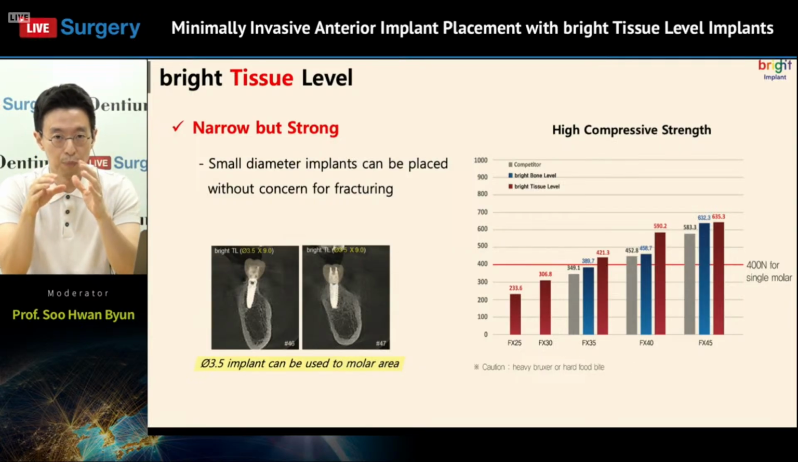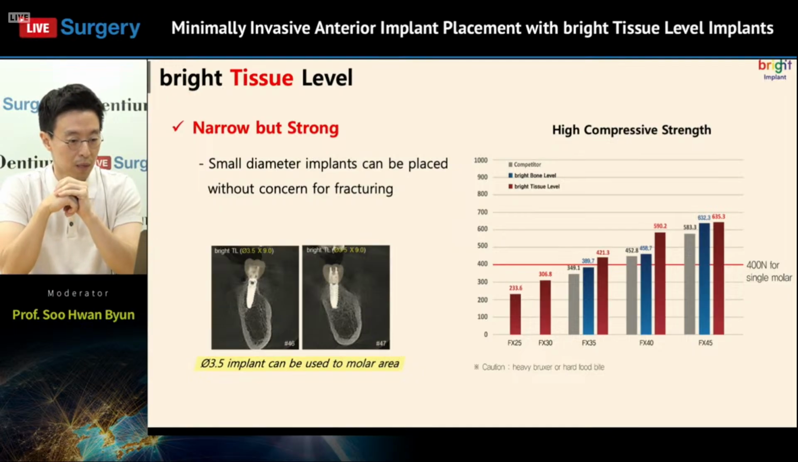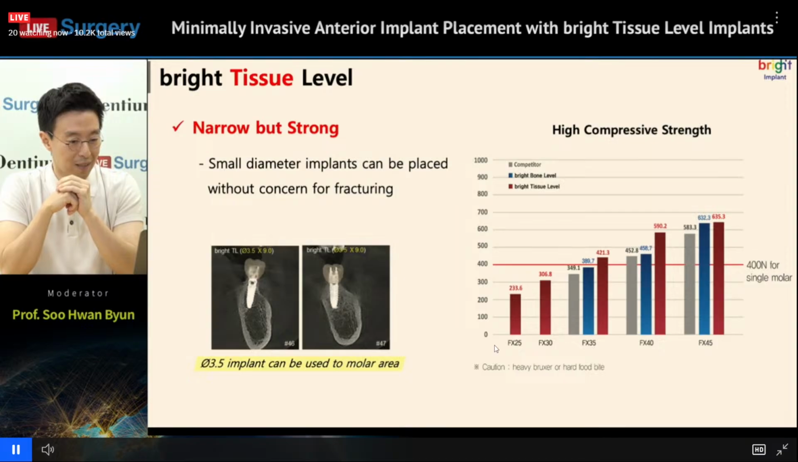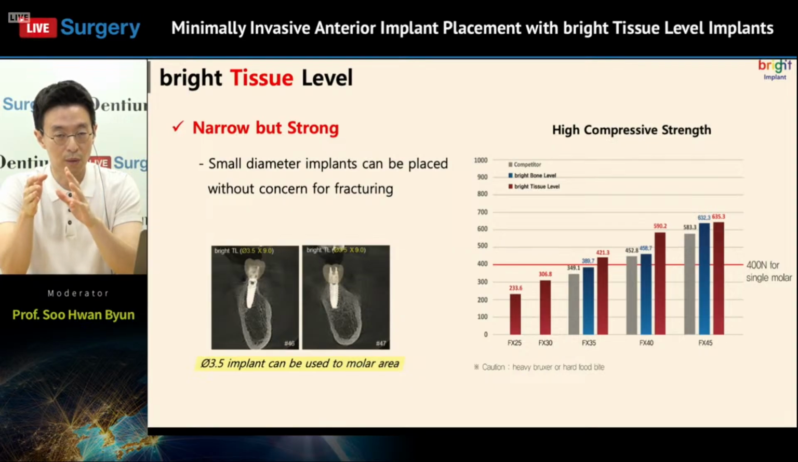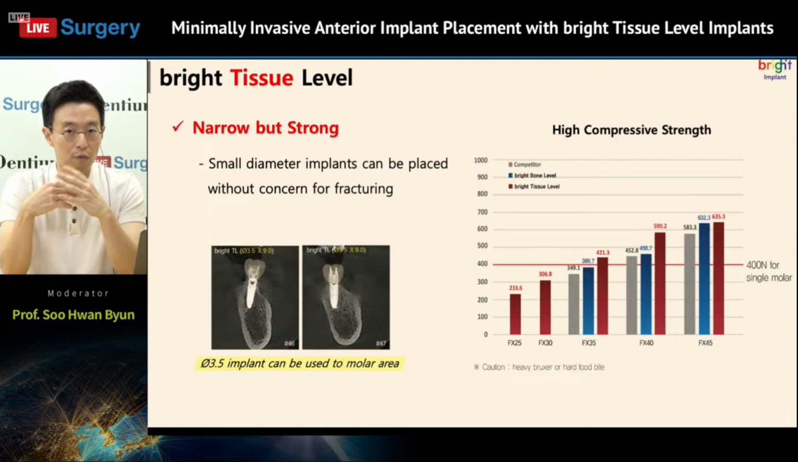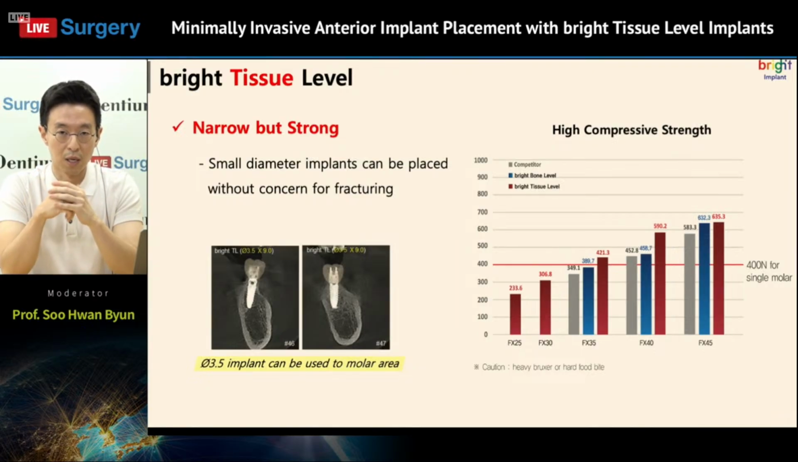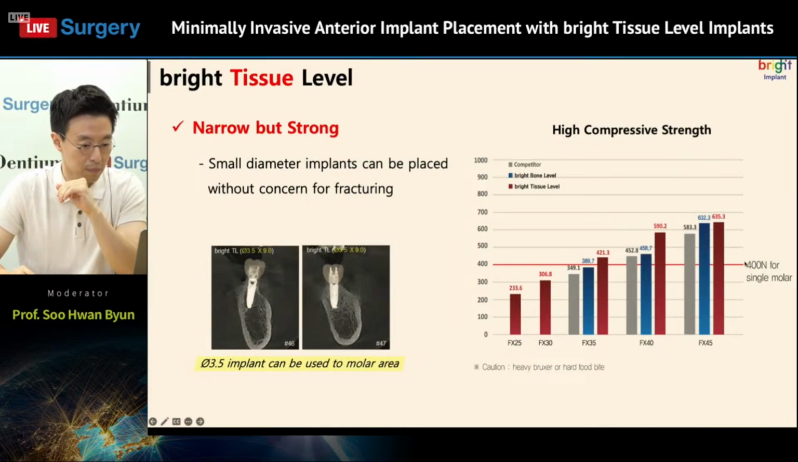We can use a 3.5 diameter tissue level fixture in the molar area, and a 3 millimeter diameter tissue level fixture in the premolar area. Especially in the anterior area, we can use a 2.5 or 3 millimeter diameter tissue level fixture. It is very useful in narrow and short cases.